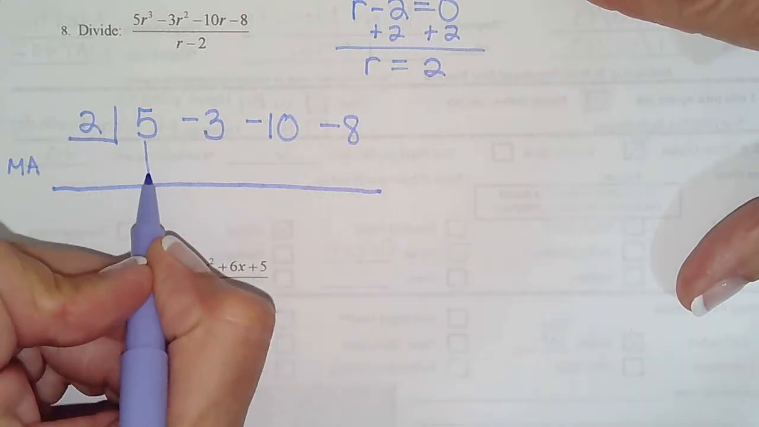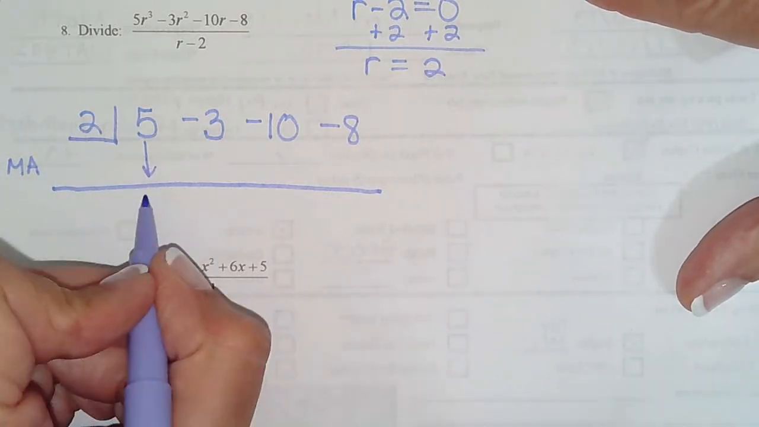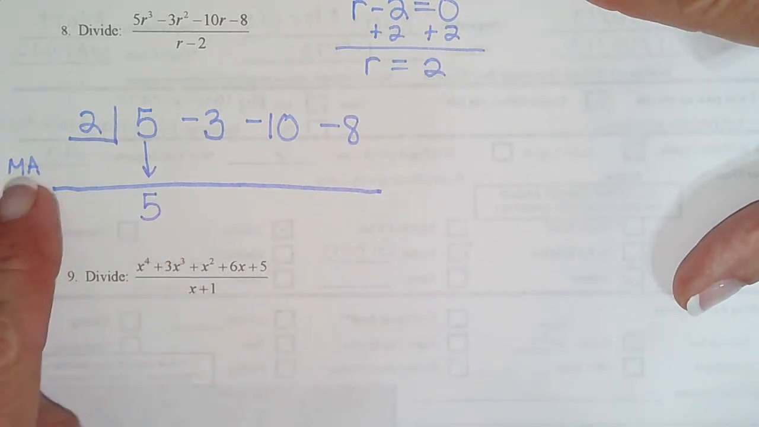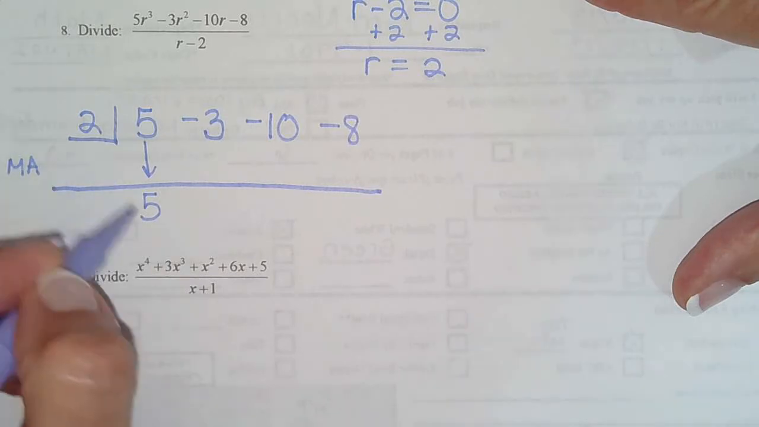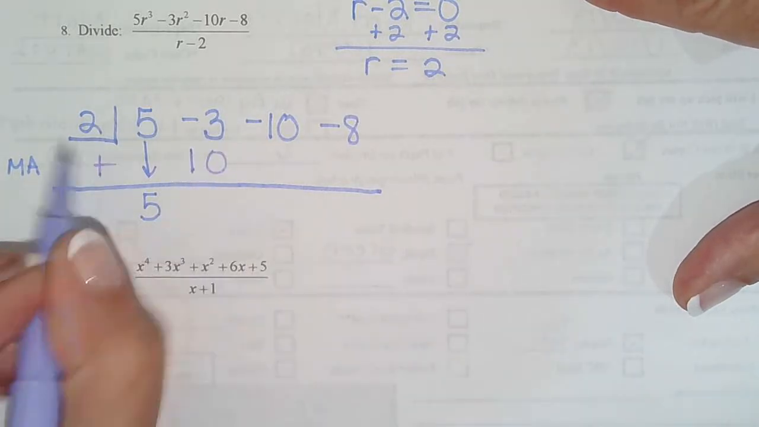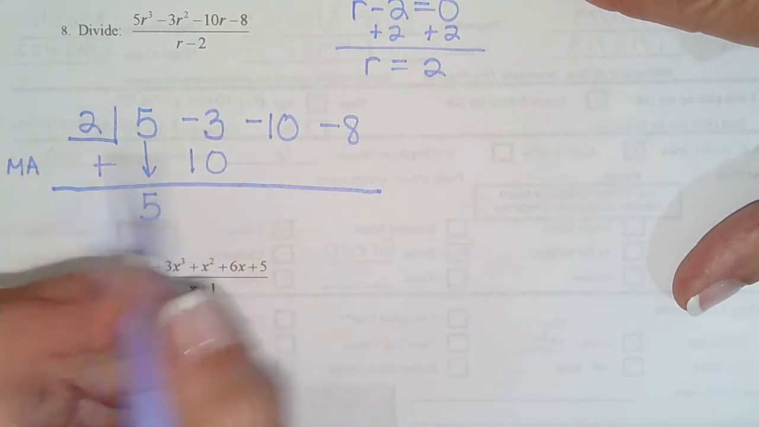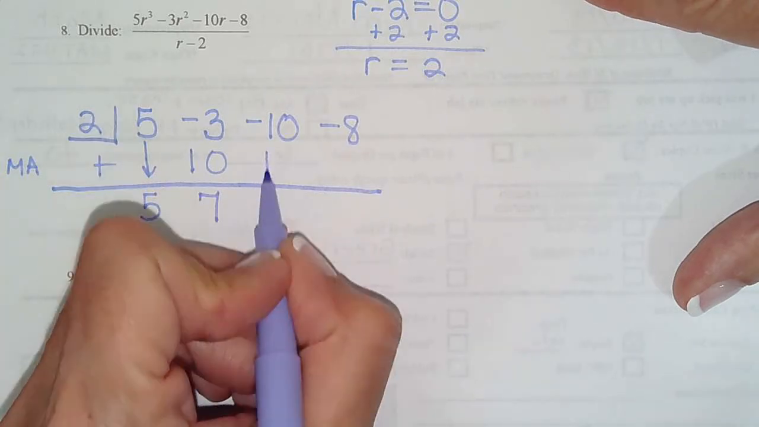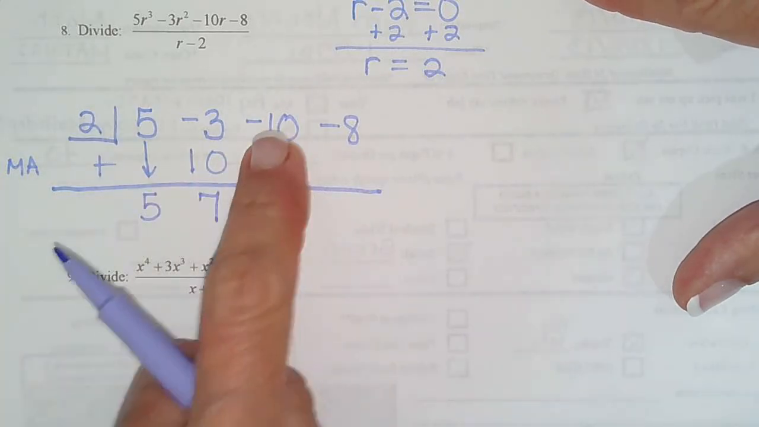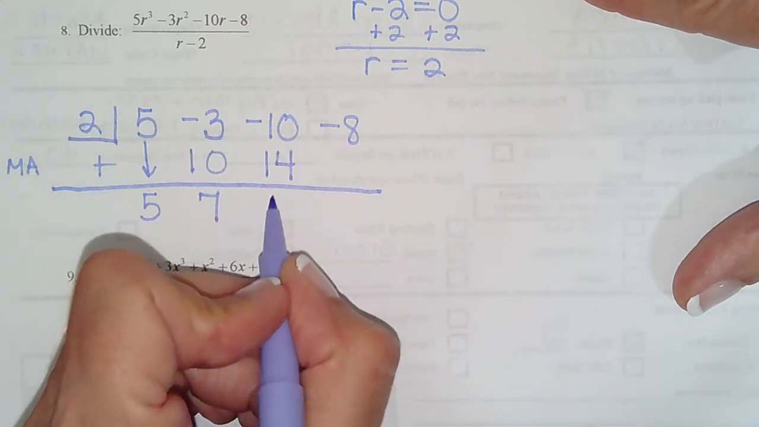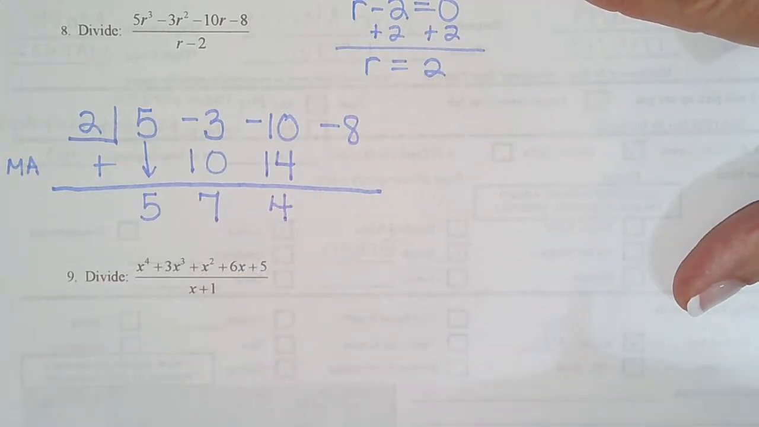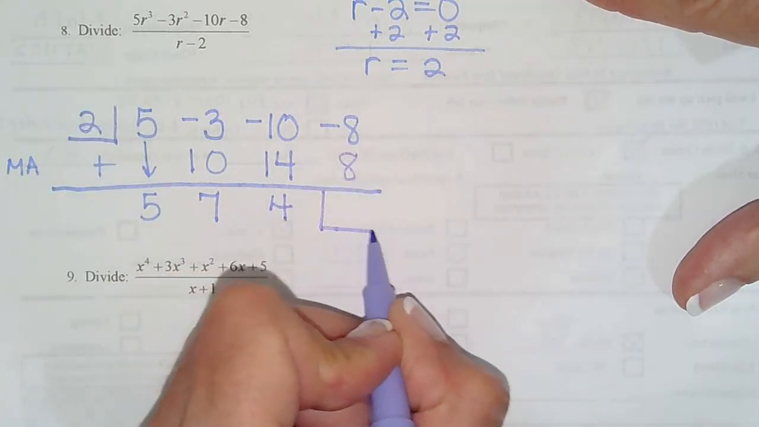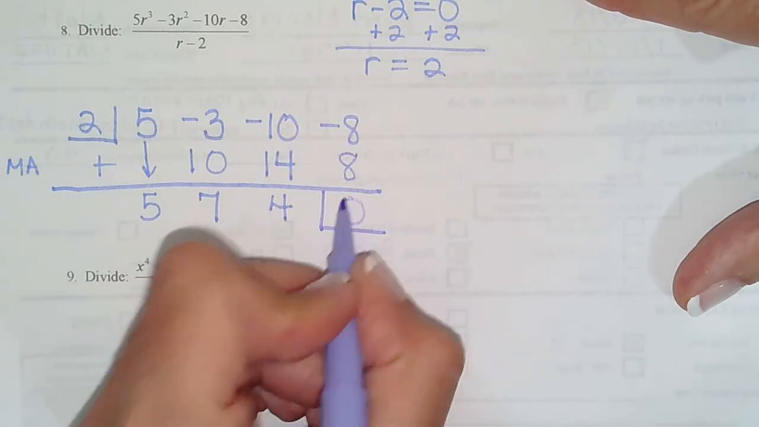So my first number comes down, and that's why we always want the 2 in the box, so we know that's not the first number. That's how we get started. And then we follow the process. Multiply. 2 times 5 is 10. Then we add. -3 plus 10 is 7. Then we multiply. 2 times 7, 14. Then we add -10 plus 14, or 14 minus 10. Then we multiply 8, and then we write a box because we know this is our remainder, and we add and we get 0.